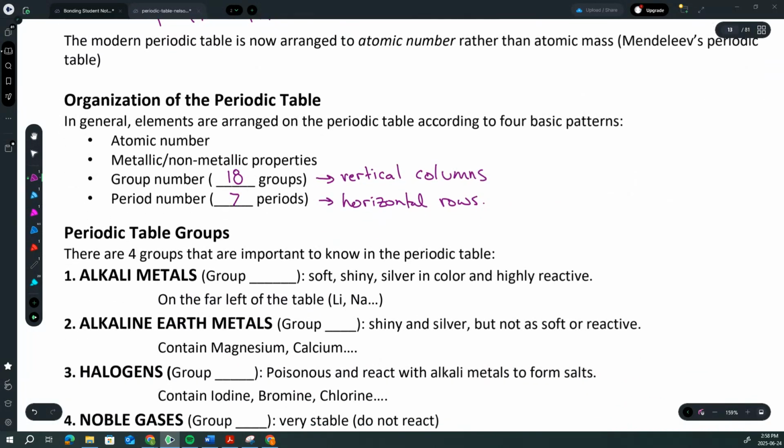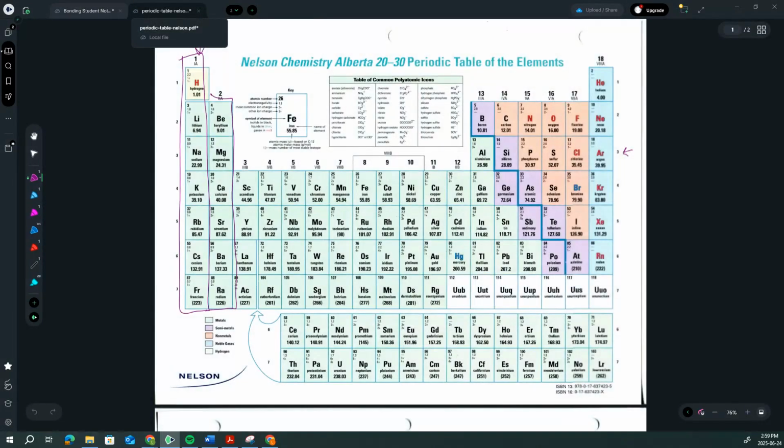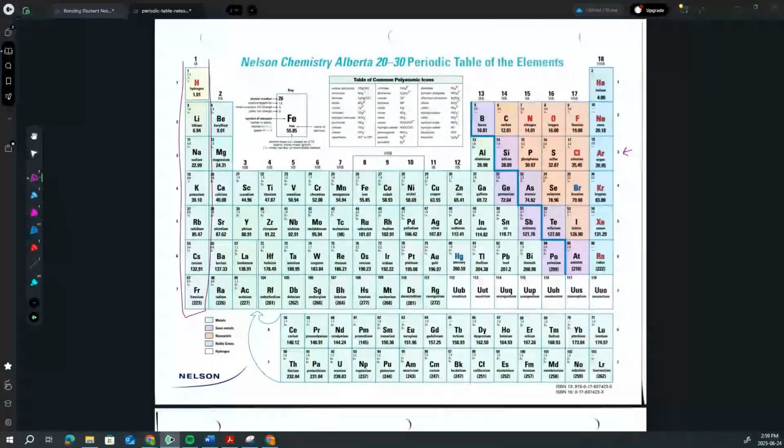Now, there are specific names for certain periodic table groups that you should be aware of. The first one is going to be the alkali metals, which is group 1. So these are soft, shiny, silver in color, and highly reactive, and they're on the far left-hand side of the table. So if we take a look at our table here, group 1, that's going to be this group here.